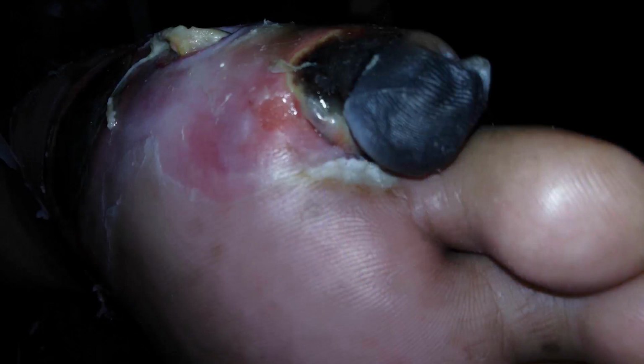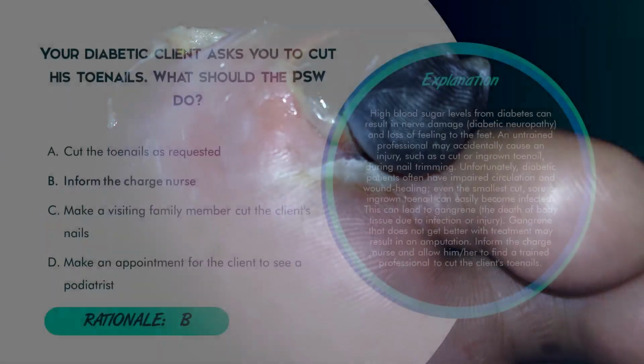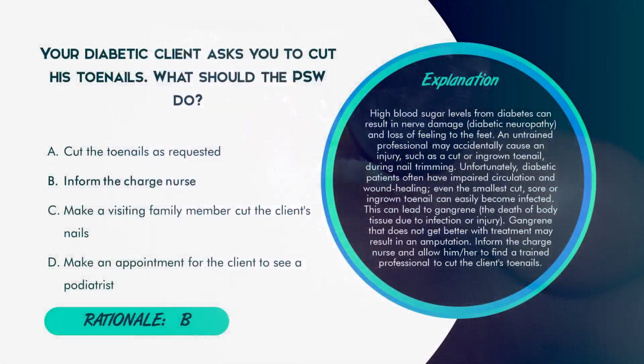If you remember that really black toe or that really black foot or that really black area that needed to be amputated. So because you were being so sweet and so overzealous and cut your diabetic client's toenails, it resulted in an infection, it resulted in gangrene, and now they need to be amputated. So always inform the nurse.